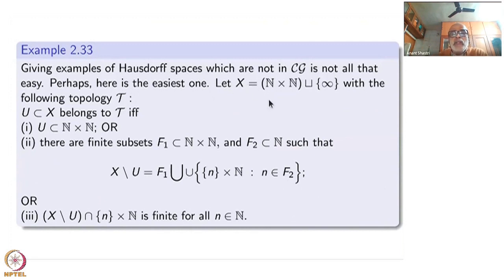To start with, N cross N, where N is given the discrete topology. So N cross N is also a discrete space. Take one extra point, like we do in the Sierpinski space, disjoint union with an extra point, which I will denote by infinity, with the following topology. Now I have to define a topology on the whole space X, where X is N cross N union infinity. A subset U of X is open, meaning it is in tau, which I have defined.